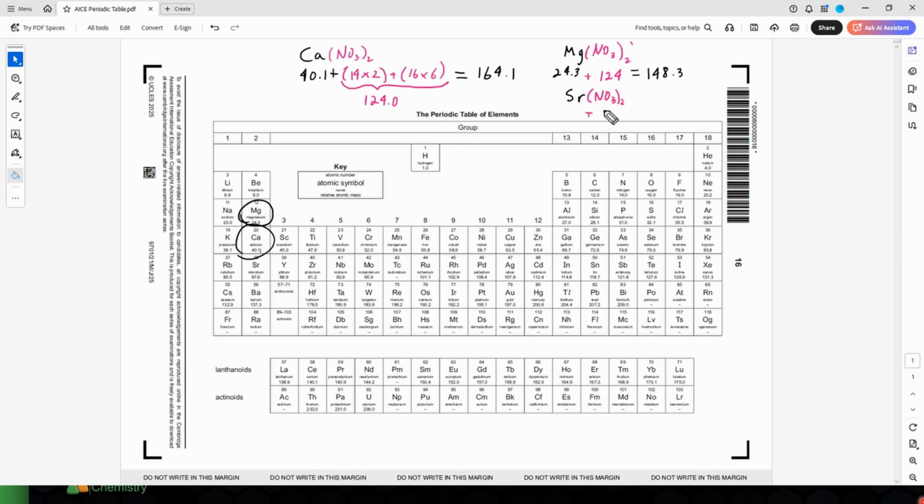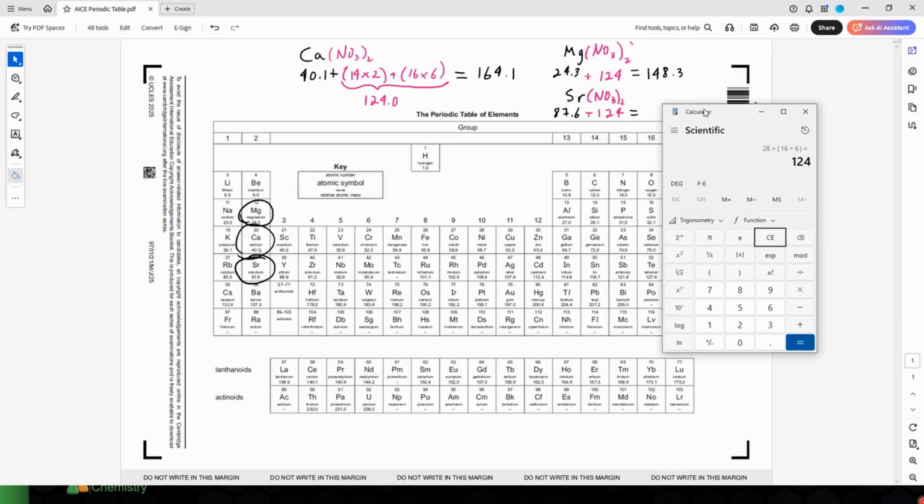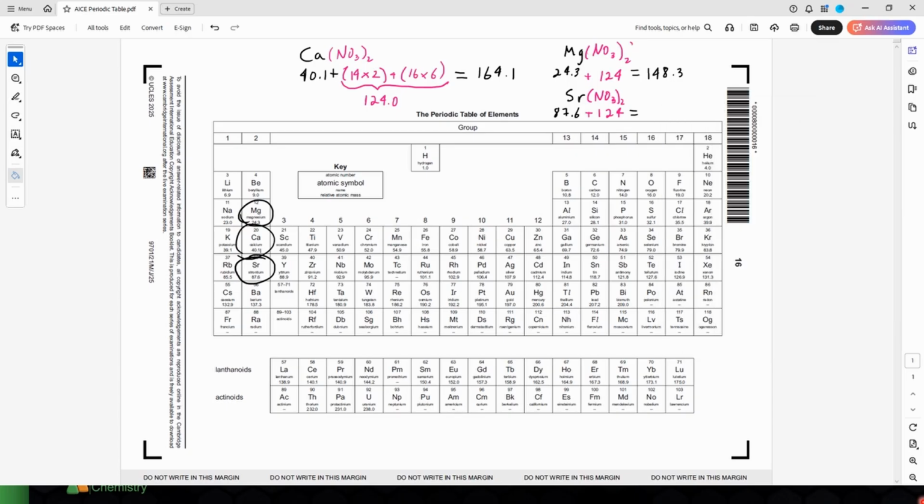So again, we want the molar mass of strontium nitrate. It's the same 124 for the nitrate. We just need to change the molar mass of the metal to that of strontium, which is 87.6. And I can do the math in my head because I'm not that smart. So 124 plus 87.6 gives us 211.6. So here we have 211.6.